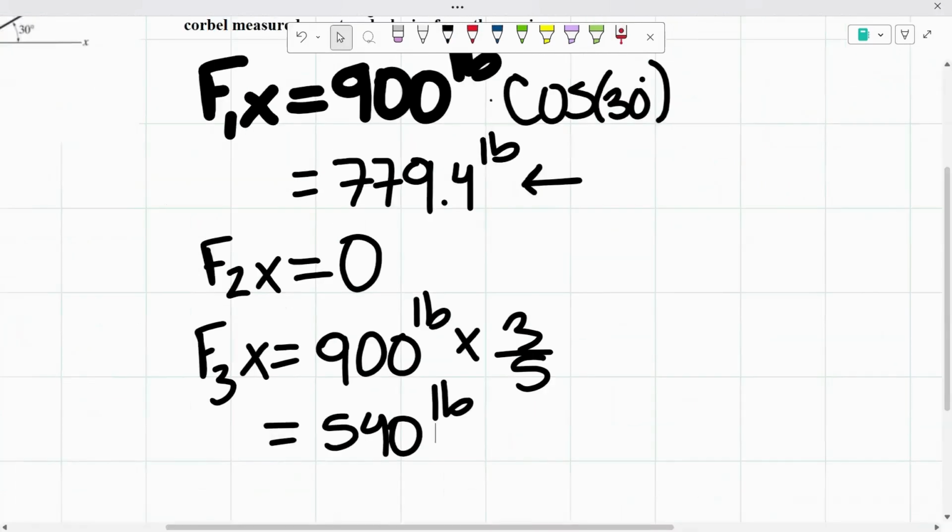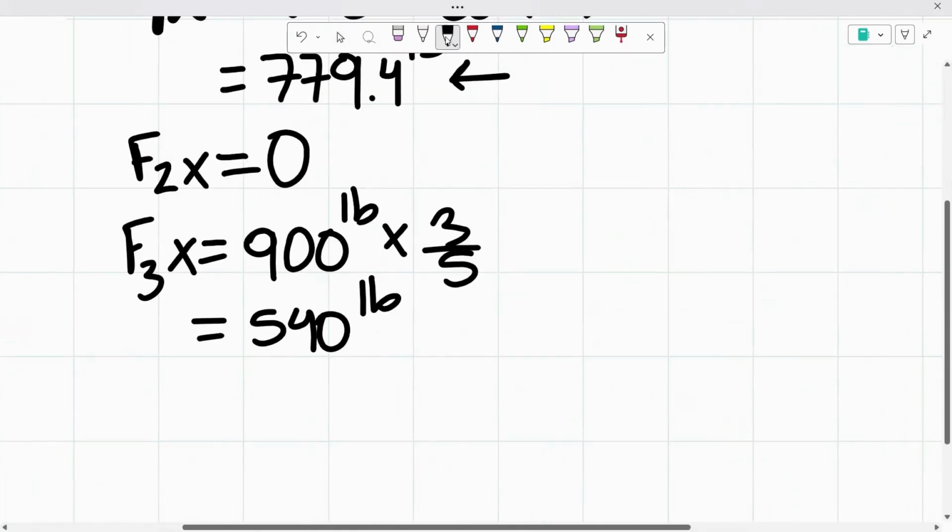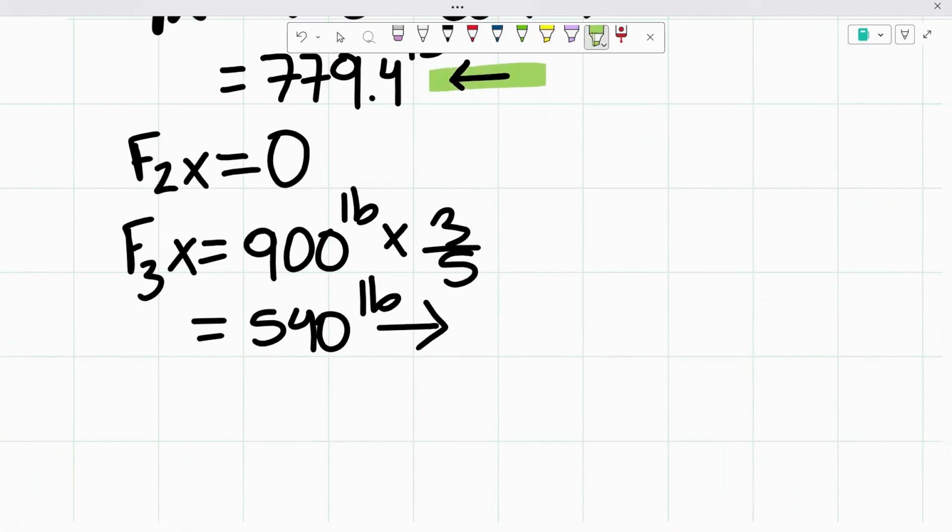Now we're going to try to find the direction of that force, and as you could tell, this force is going to the right as compared to the other one that was going to the left, so this is 540 pounds going to the right. So this is very important to remember the direction that the force is acting on.